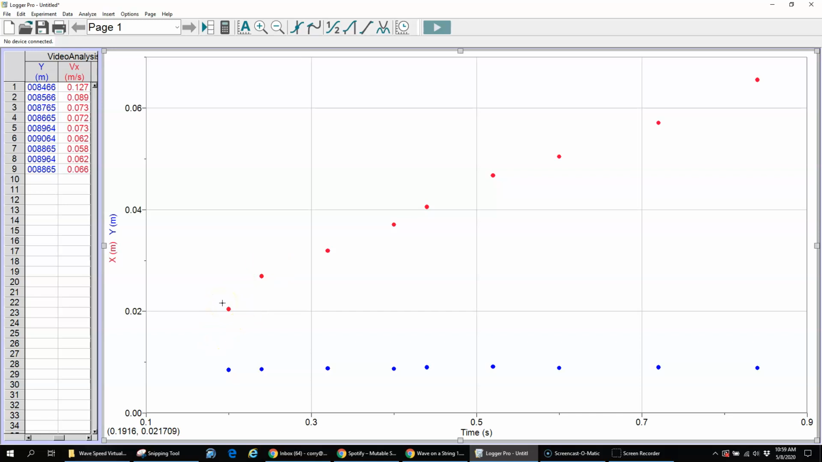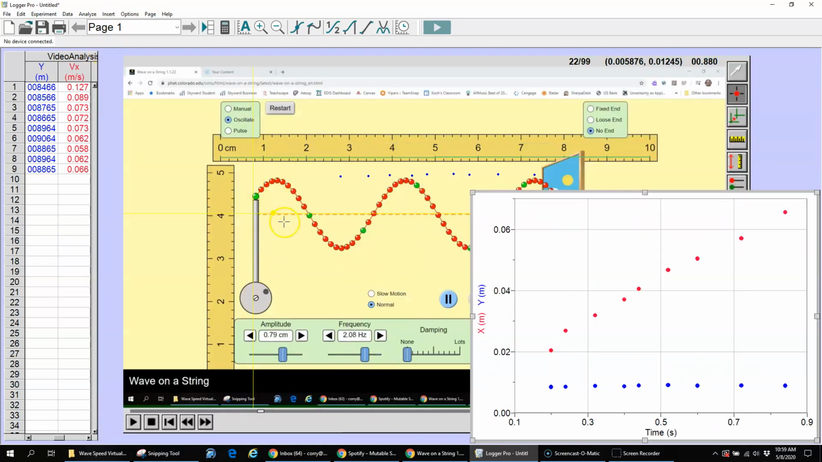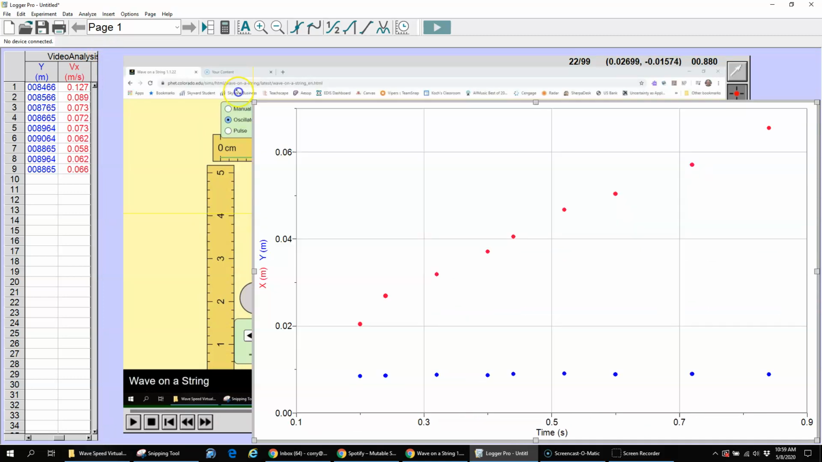But if we watch it evolve over time and look at the trend of the data, we should easily see the position versus time for this graph. Now, the y position was just this direction, and so that's not something we're looking for.